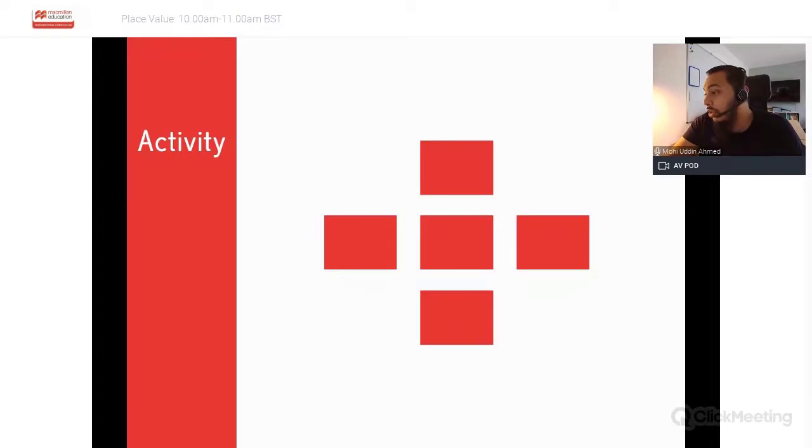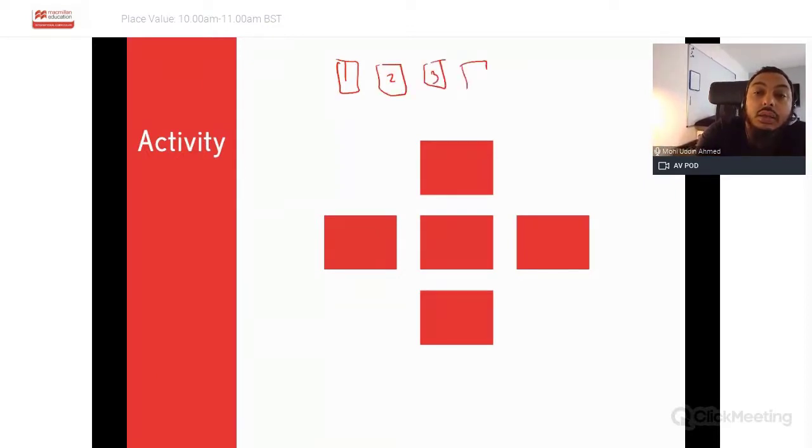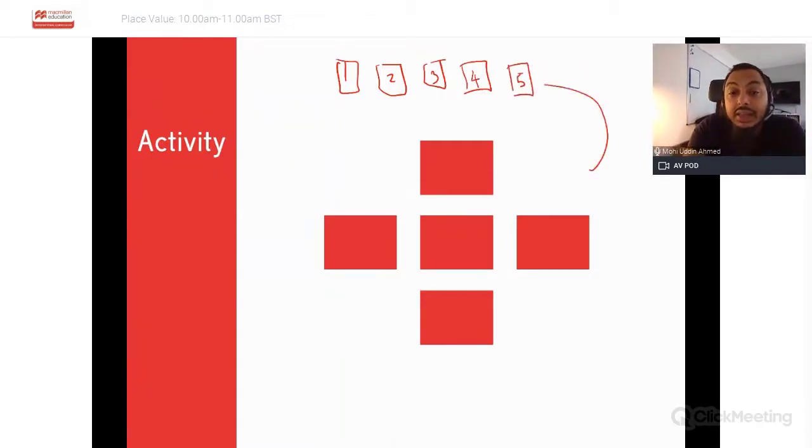So here's a task I want you to try out. You've got the number cards 1, 2, 3, 4, and 5. I want you to place the number cards in these 5 positions so that the vertical sum is the same as the horizontal sum. But obviously they're cards, so if you put the number 1 somewhere, you can't put it anywhere else. How many different solutions can you come up with so that the vertical sum is the same as the horizontal sum using the number cards 1 to 5? I'll give you 2-3 minutes to try that out.